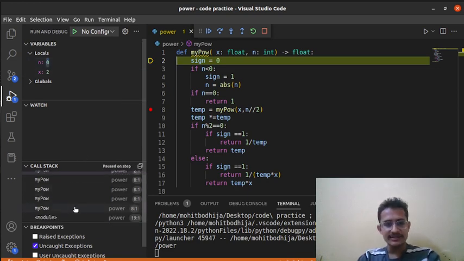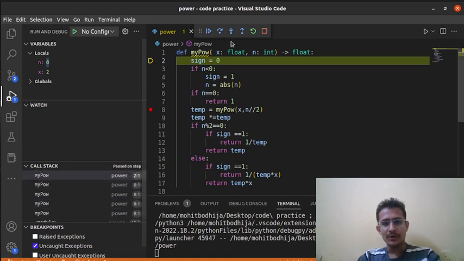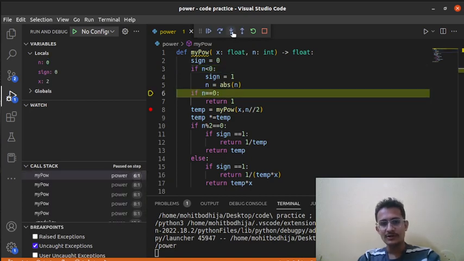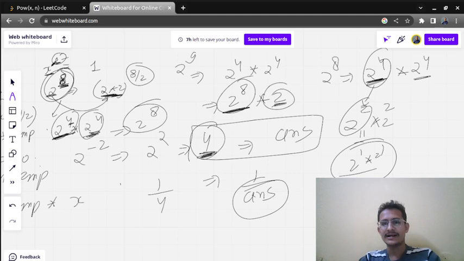As you can see, recursive calls are happening: my power, my power, my power, my power. So like this, 4 times recursive call happened. Now is n less than 0? No, it is not less than 0. n is equal to 0? Yes, our n is equal to 0. So I told you this is the terminating condition.